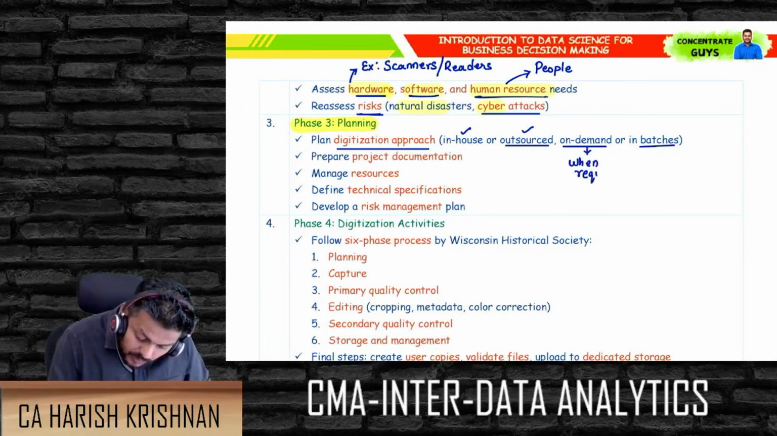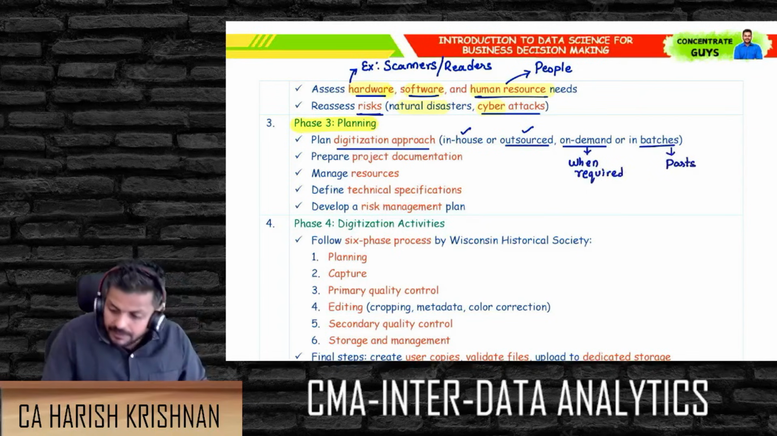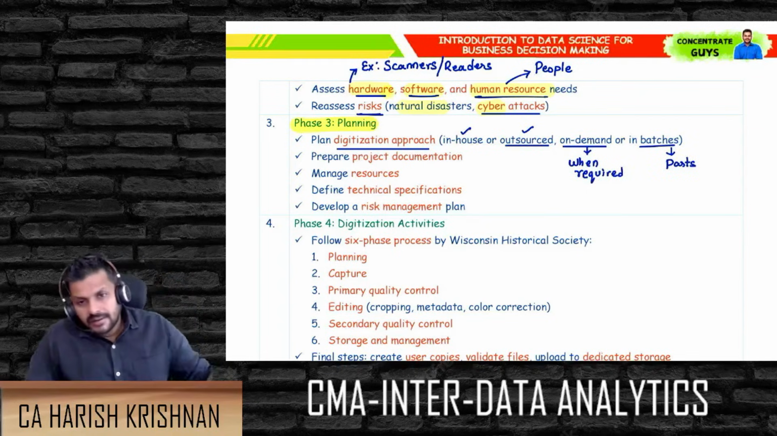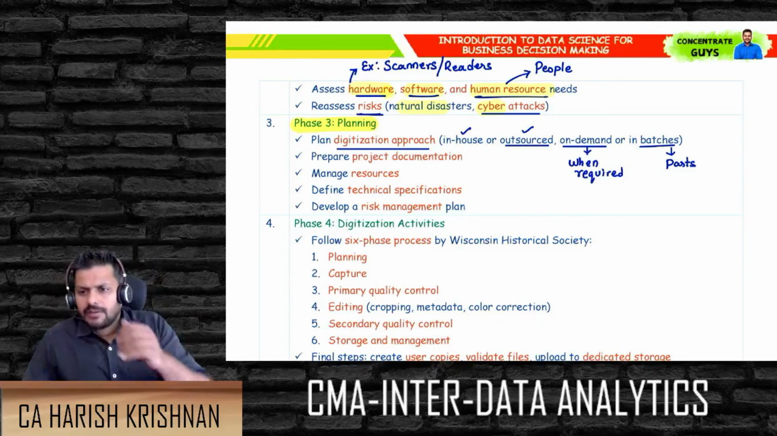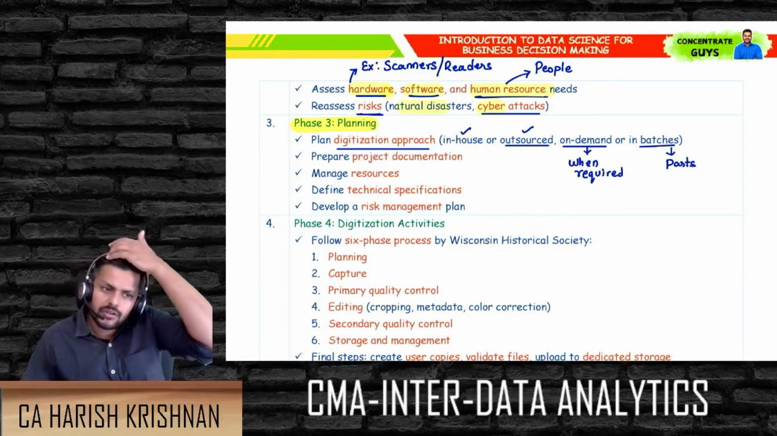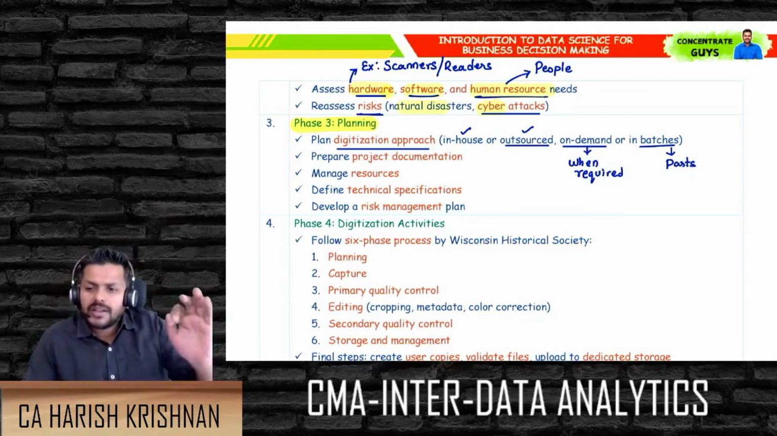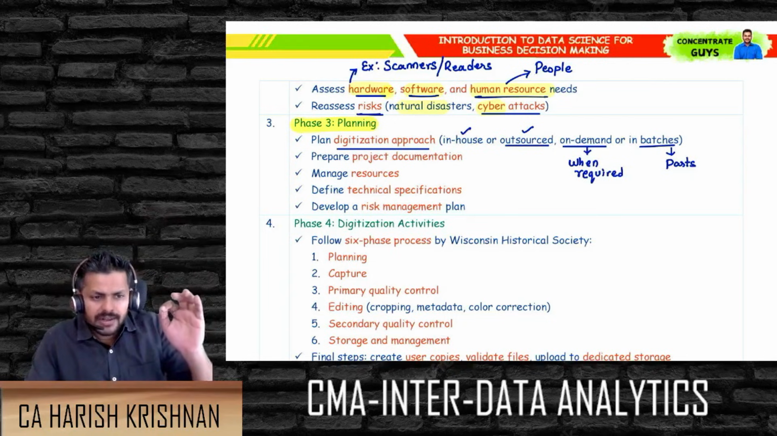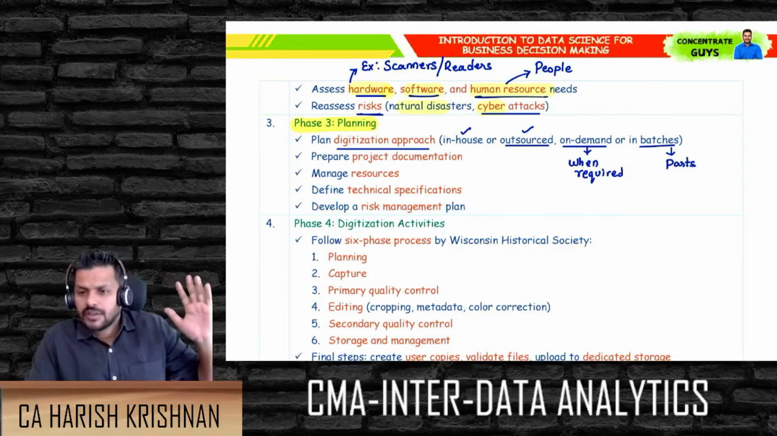On demand is when required, and in batches means in parts. Part by part should we do, or right? Then who is starting it, when they are doing it? I think all of you by now would have understood that documentation is one of the most important aspects of any of these discussions. No documentation, nothing of this will make sense, right?